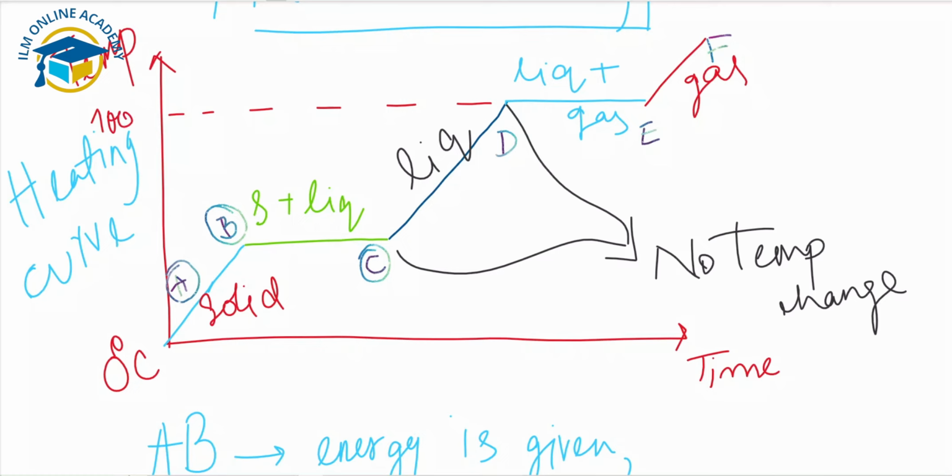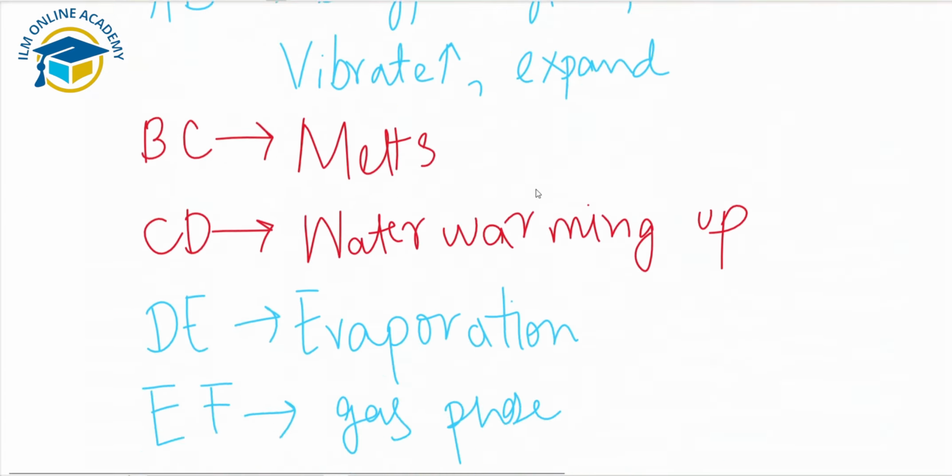This is the boiling point of the water, which is 100 degrees Celsius, where water boils, or where water is converted from the liquid to the gaseous phase. So this one is the heating curve, and next we'll move towards the cooling curve.